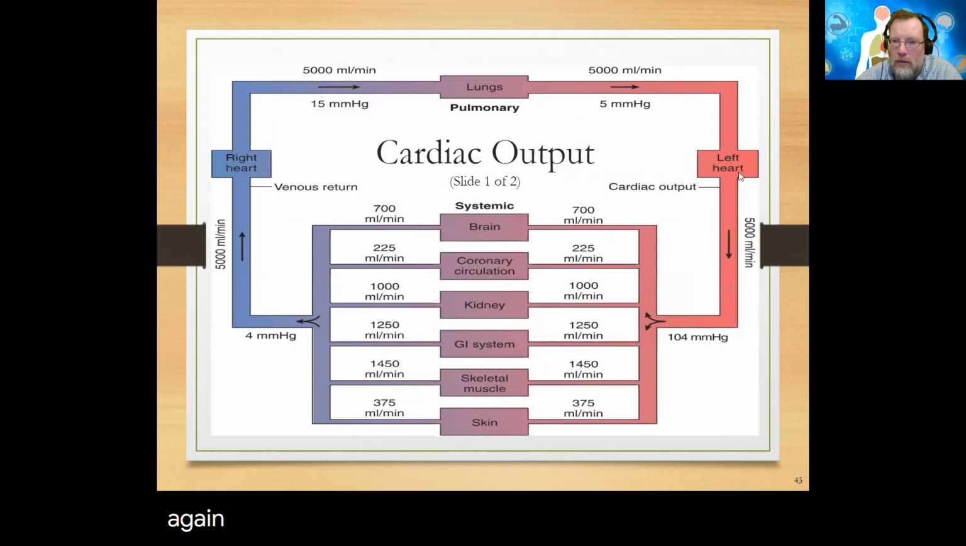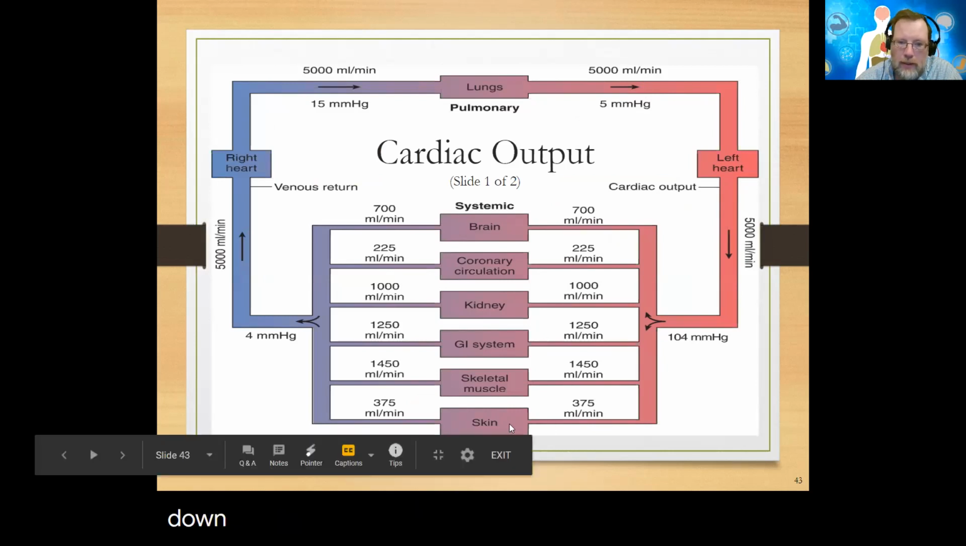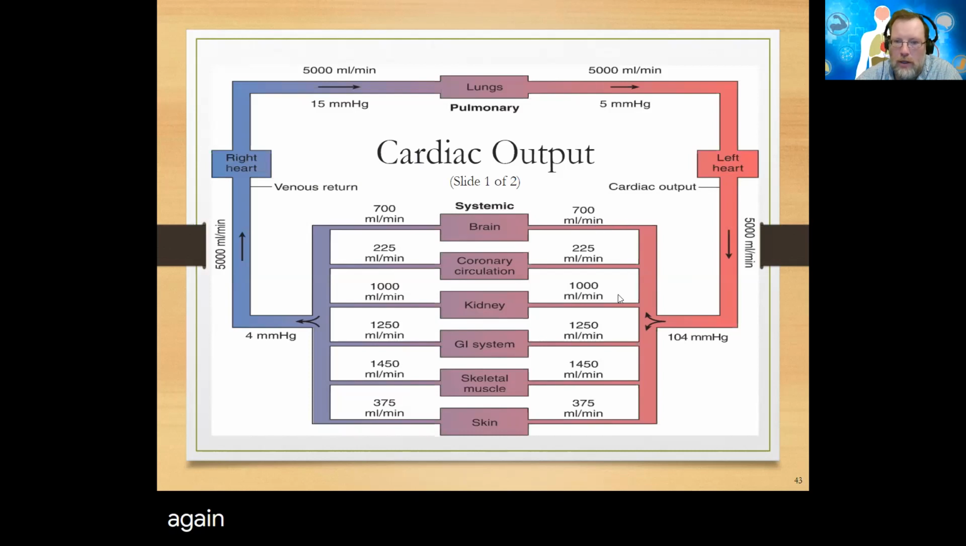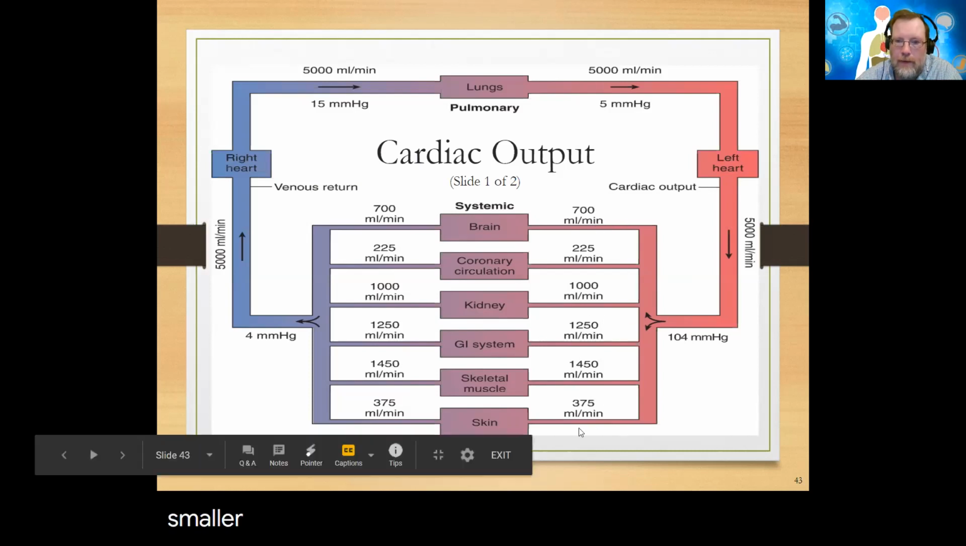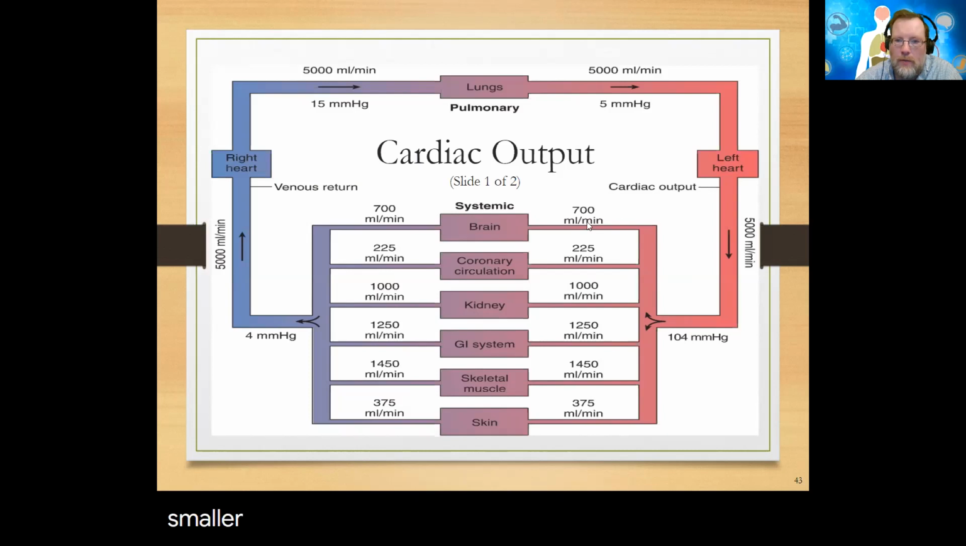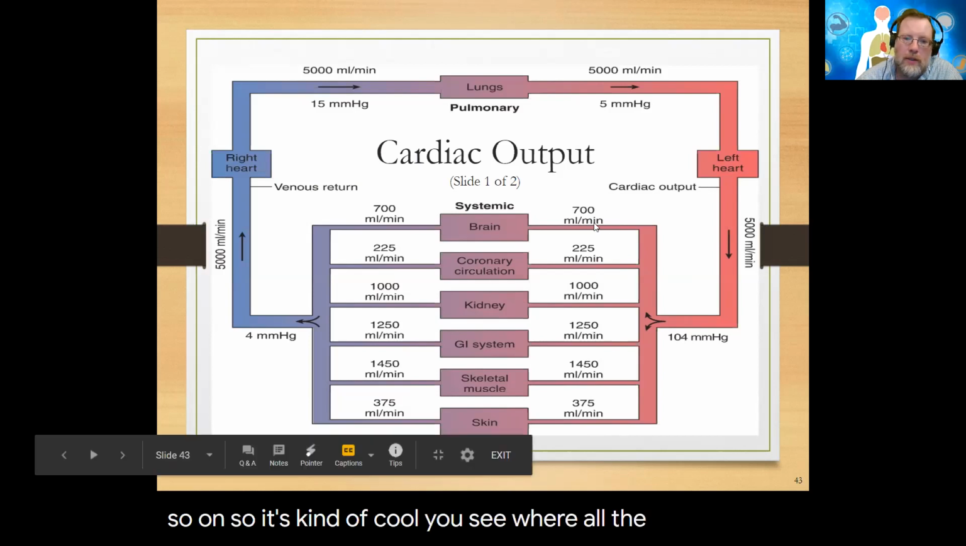Well, again, we're at 120 millimeters of mercury. As we get further and further from the heart, we're at 104 millimeters of mercury. And then we're going to see, again, that blood pressure continue to go down, right? As we get further and further away. Again, smaller diameters. 700 of the 5,000 is going to the brain, 225,000, and so on. So it's kind of cool. You can see where all the blood is traveling to.